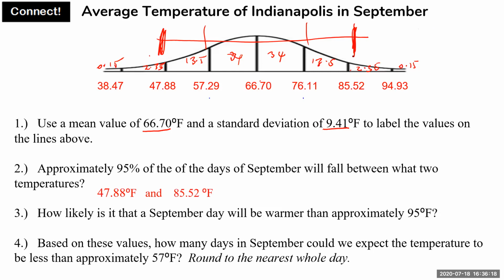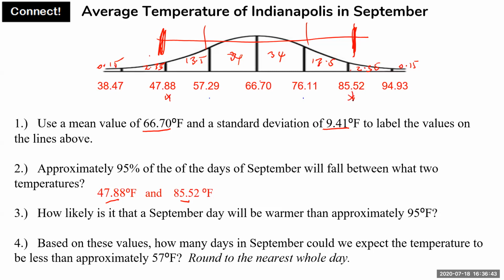So approximately 95% of the days of September. You are using the empirical rule, which is 68%, 95%. So 68% is the first standard deviation, and then the second standard deviation is 95%. So we just want the range of values. You quote the numbers you have right there, and the numbers you have right there.